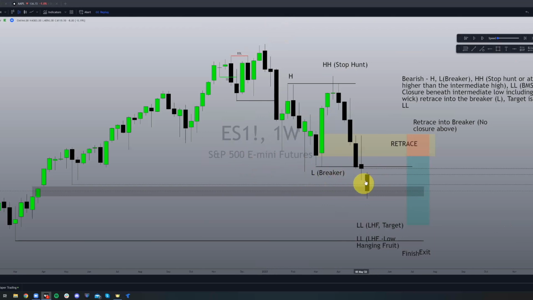So once this comes down, now we have a reason for the market to come back up. These little gaps in here are actually imbalances in the market. So once these imbalances start to happen and we close below liquidity, that means the next thing that we're waiting on is for this to retrace back into this area.